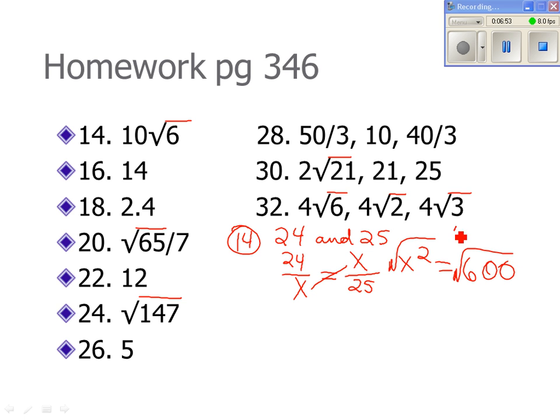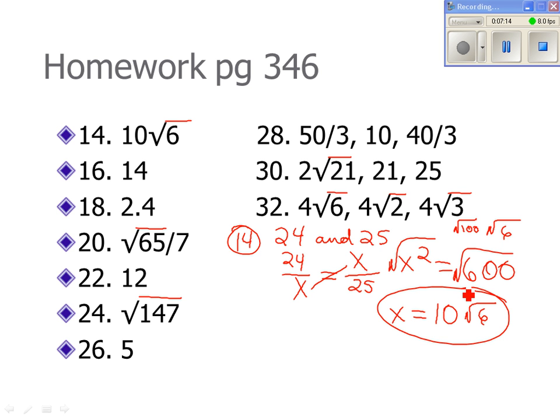What will 600 break into? What's a perfect square number that'll go into 600? 100. 100 times what? 6. What is the square root of 100? 10 comes out of the radical. What stays under the radical? 6. 10 radical 6.